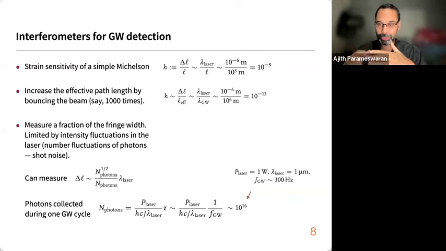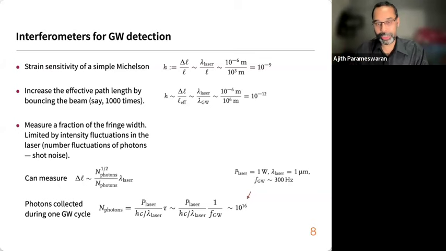If you have, for a given laser power and a given frequency, n photons on average, then the fluctuations in the statistics of these photons is order n to the square root. And we are able to measure only changes that are larger than this intrinsic fluctuation in the number of photons. So basically the delta L that you can measure is something like lambda divided by square root of n.